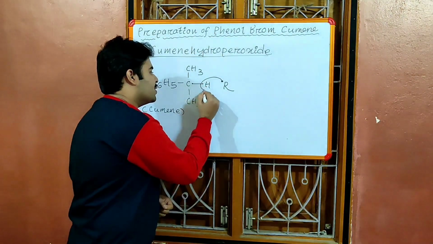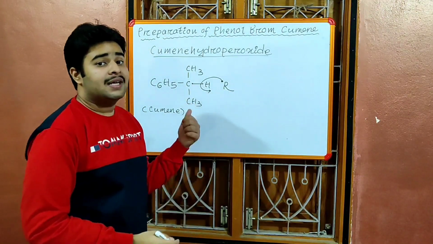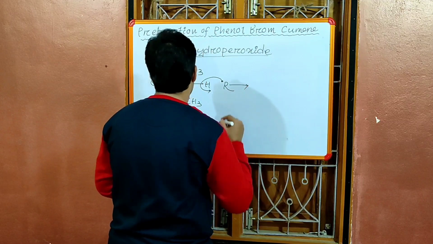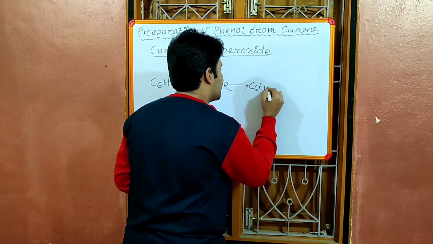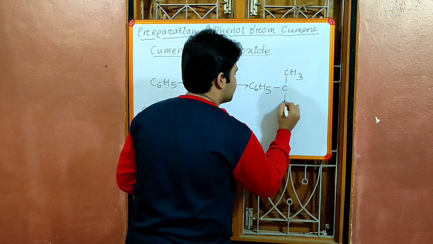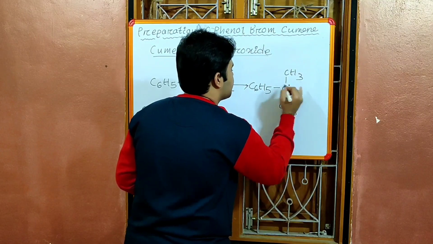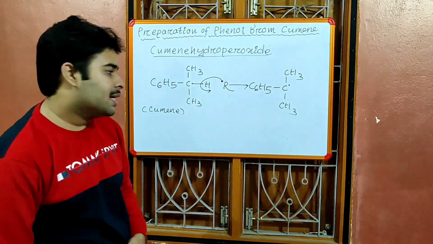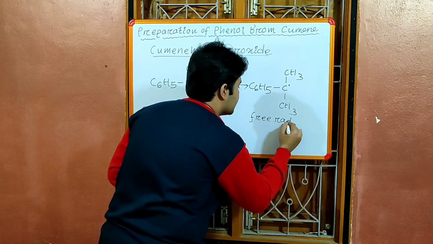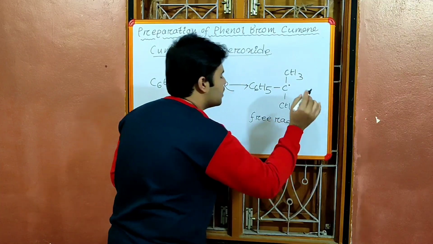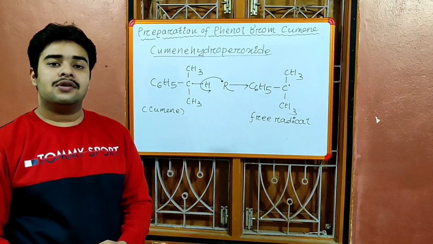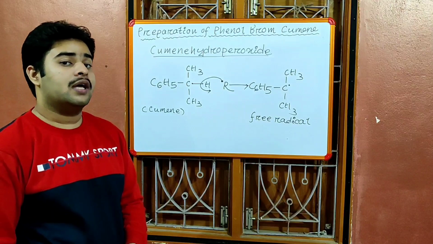So it will abstract this and we will get one free radical, which is our isopropyl free radical. It is just like this: our phenyl group, then our carbon, then two CH3 groups attached to it, and here is one unpaired electron, which is now a free radical. We have to note that a free radical is a certain kind of reaction intermediate, which will help us to proceed with our reaction in the forward direction.